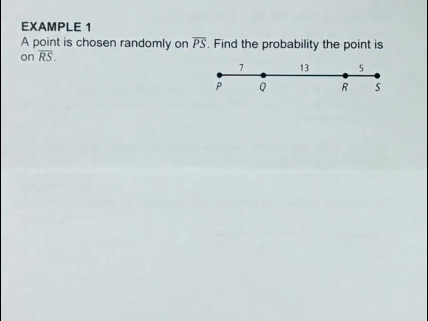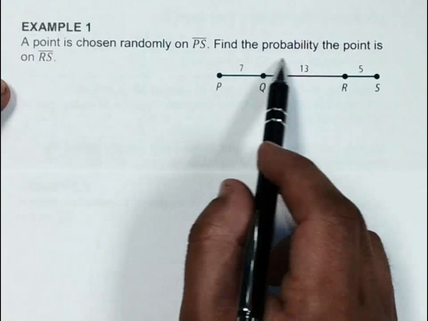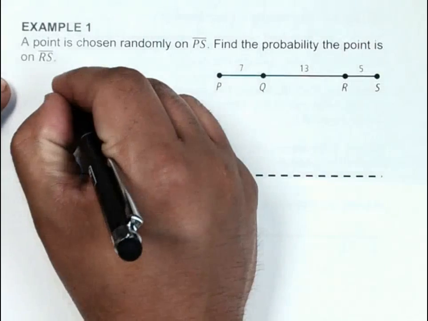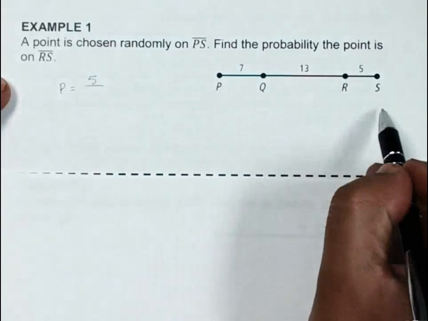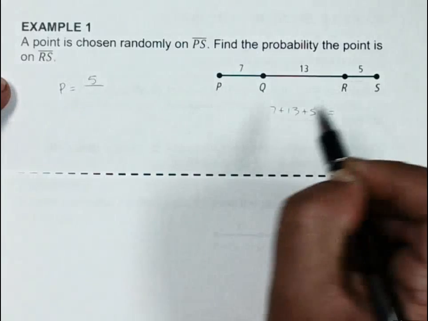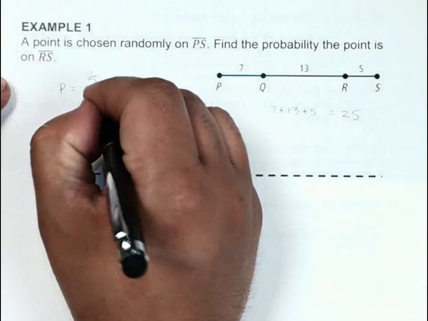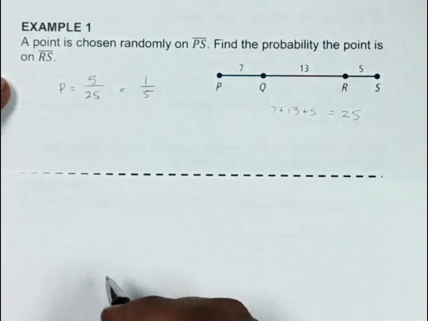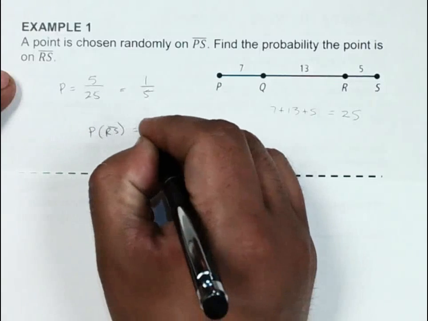Alright, first example: a point is chosen randomly on segment PS. Find the probability that the point is on RS. RS has a length of 5, so that probability is going to be 5 over my total distance. I will need to add 7 plus 13 plus 5 to get my sample space, which is going to be 25. So my probability is 5 over 25, which reduces to 1/5. So the probability that a point is on RS is equal to 1/5.